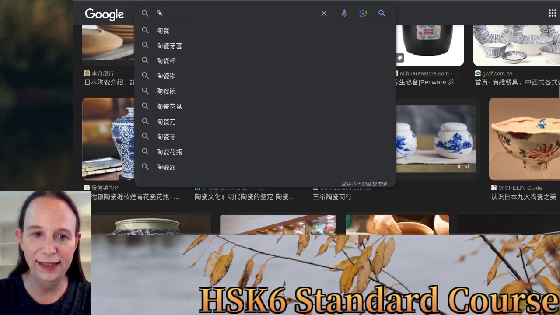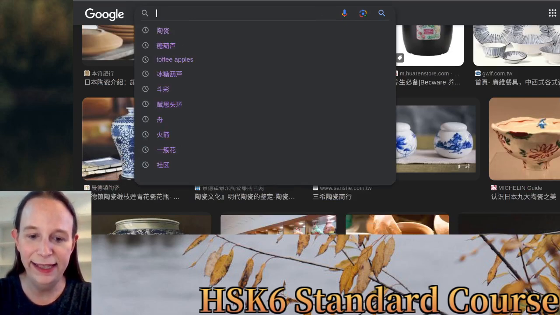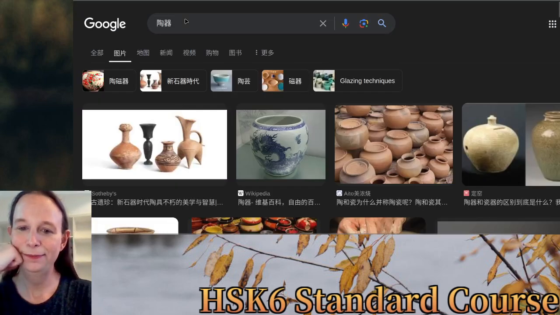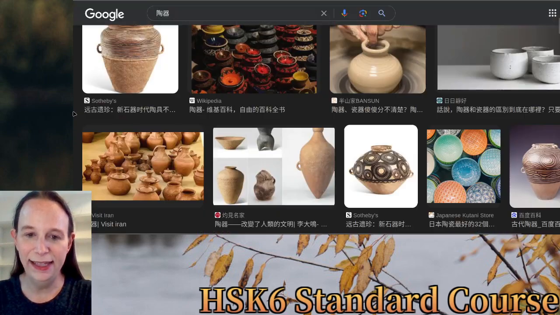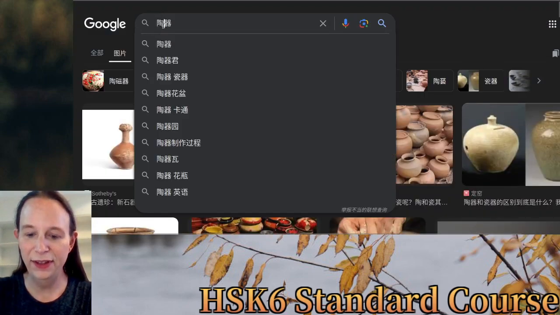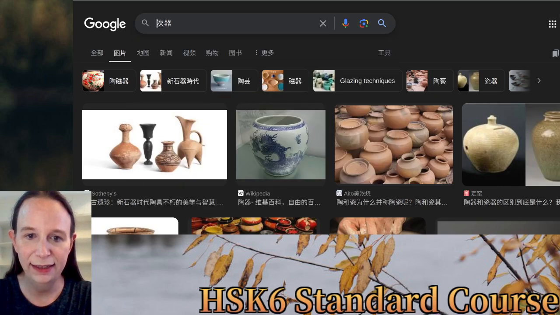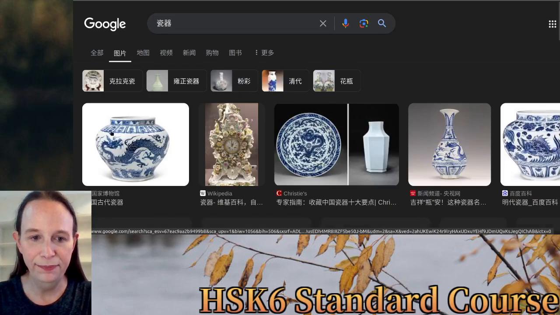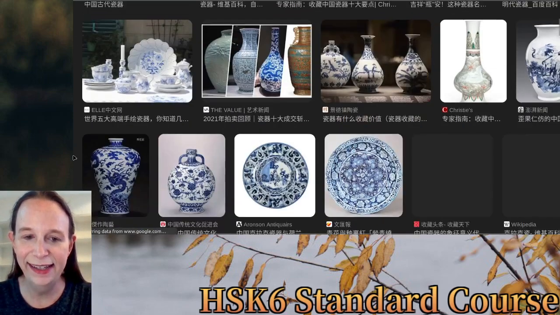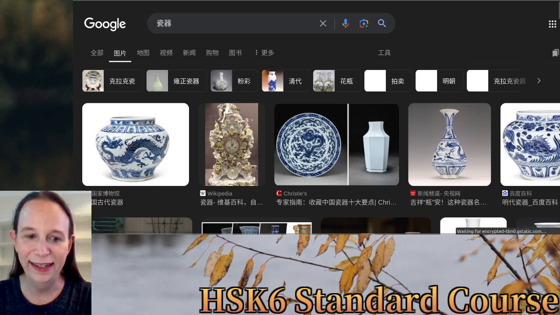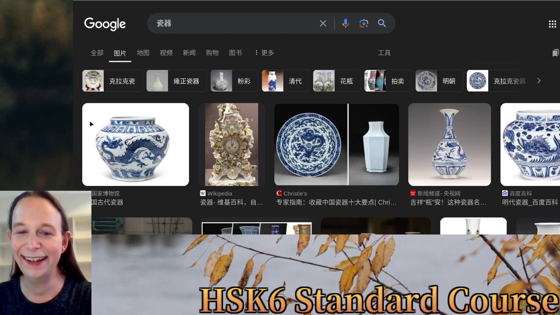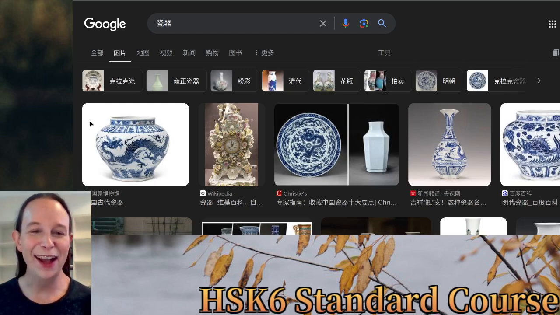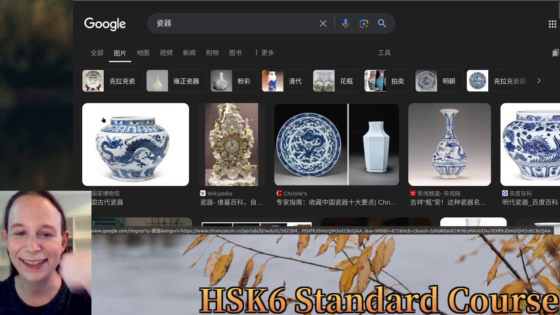Yeah, pottery. So there's two words. There's 陶器, meaning pottery. So there's also 瓷器, right? I think there's this word 瓷器. 陶器, 瓷器. So you can kind of see the difference. 瓷器 would be the Chinese word for China, where China refers to these kinds of dishes.